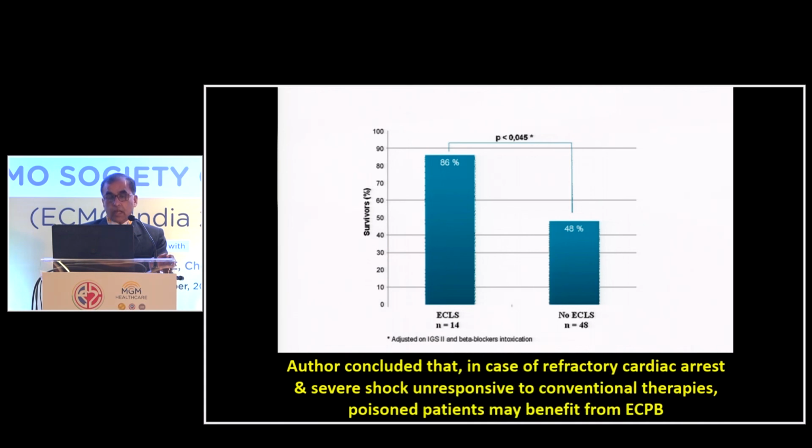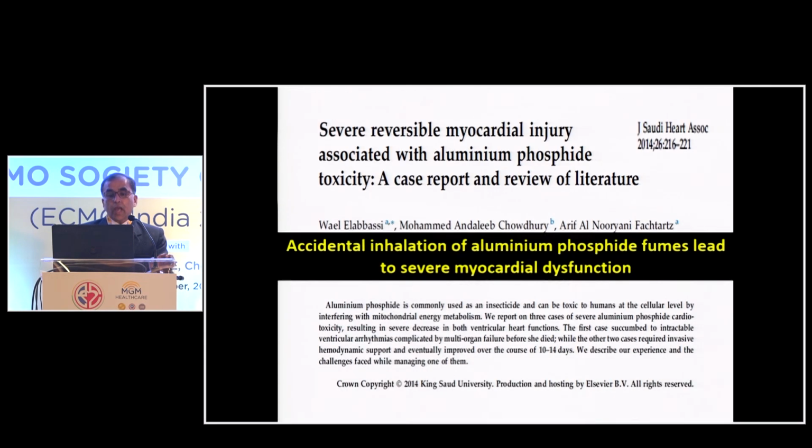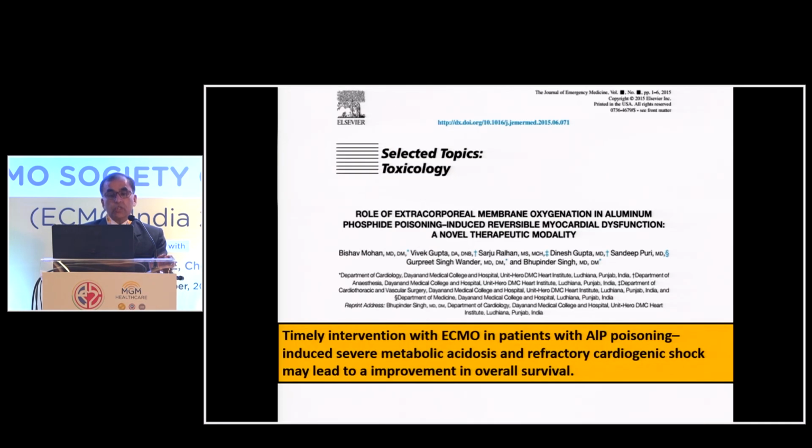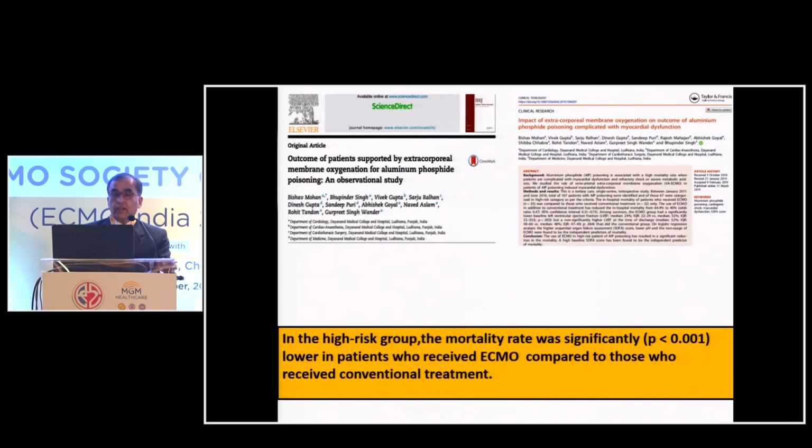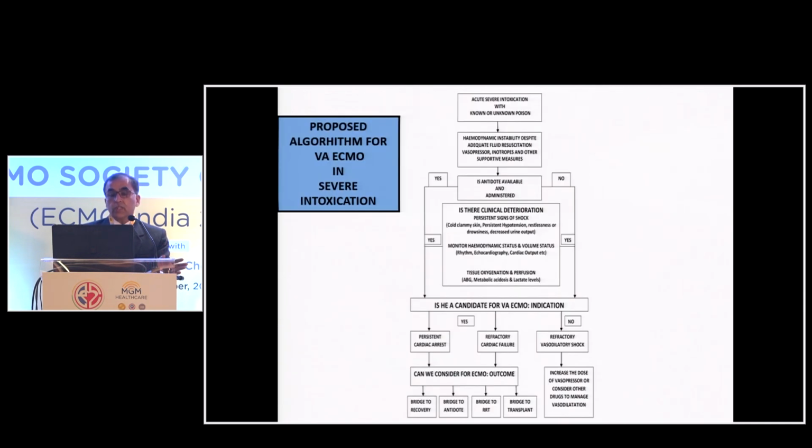In the Indian scenario, we have a study from our own center where we have done nearly 100 ECMOs for aluminum phosphide poisoning, and we have a survival of nearly 65 to 70%. All the patients are on follow-up, and except one patient who committed suicide afterwards, all the patients have a normal functional life, though they are on follow-up with the psychiatrist.